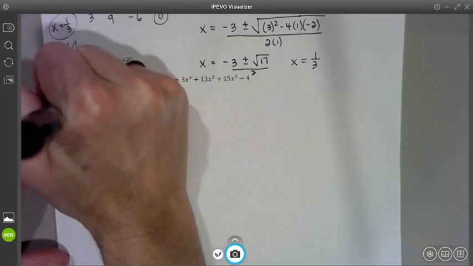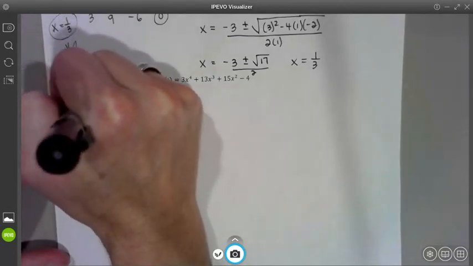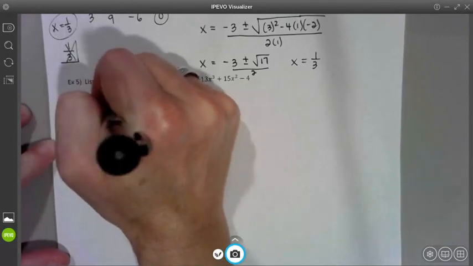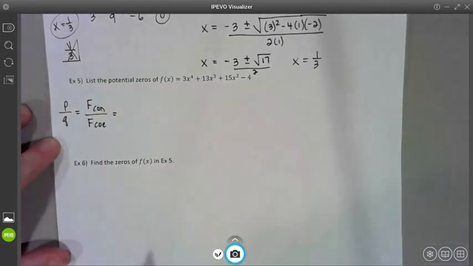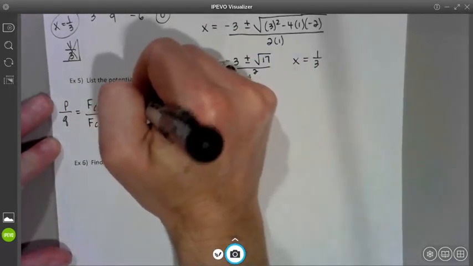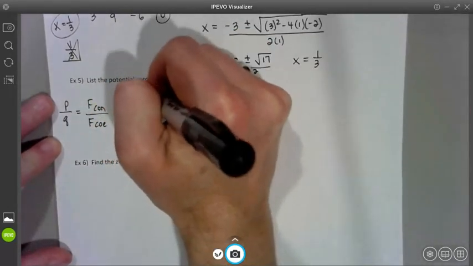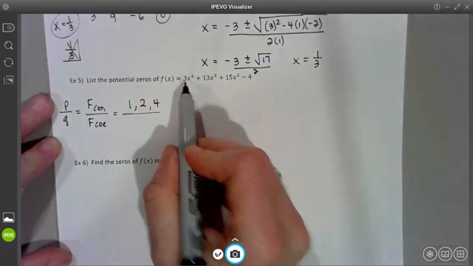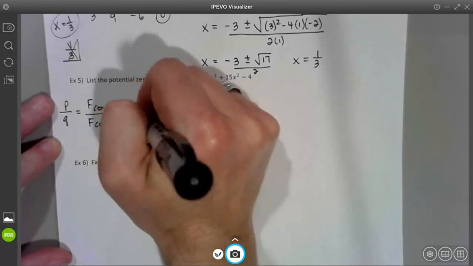What are our potentials? So P over Q are factors of the constant over factors of the leading coefficient. So factors of 4 are 1, 2, and 4, but we don't list repeats, so 1, 2, and 4 over factors of the leading coefficient, 3, which is just 1 and 3.